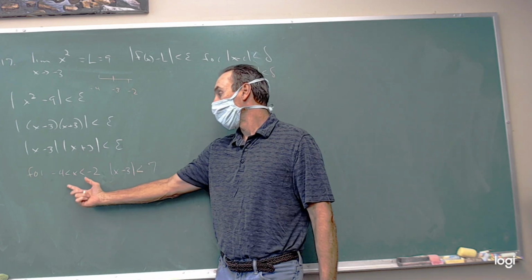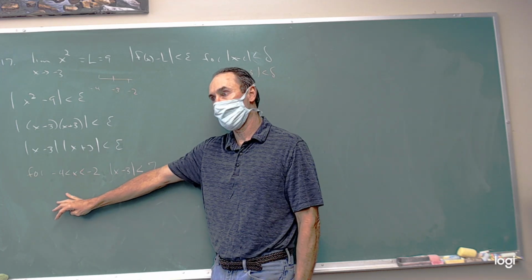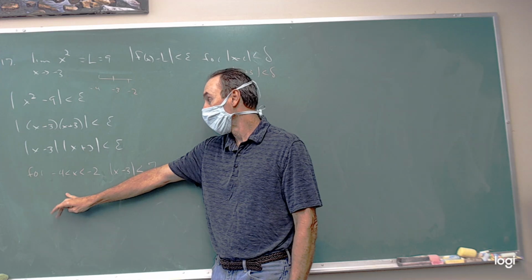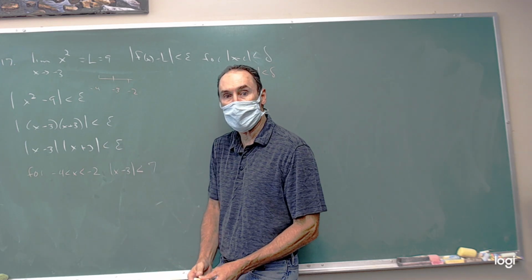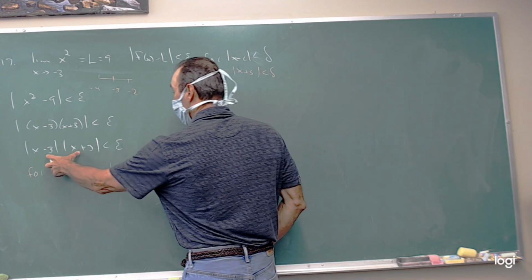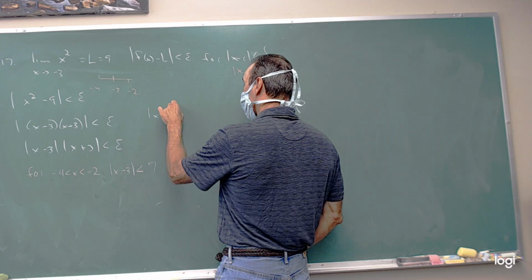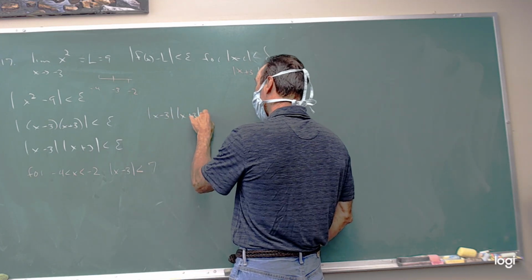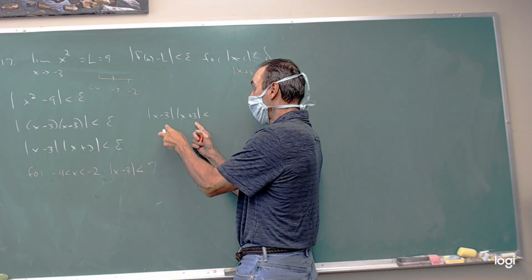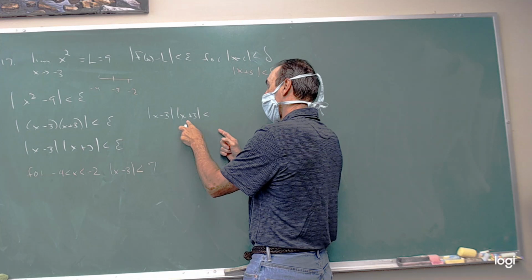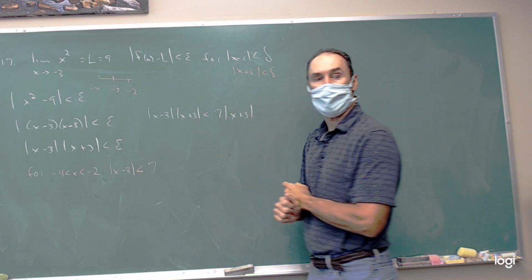So this is our whole world, we're only concerned about the values of x between -4 and -2. Now we can come back up here and create a chain of inequalities. We're trying to get this to be less than epsilon. So this absolute value of x minus 3 times x plus 3. Now, if x minus 3 is less than 7, then the absolute value of x minus 3 times x plus 3 must be less than 7 times the absolute value of x plus 3.